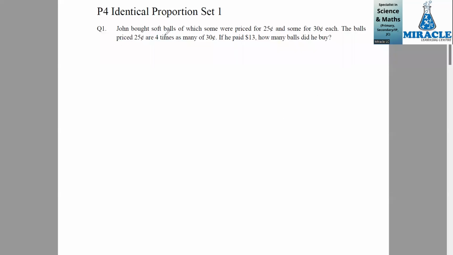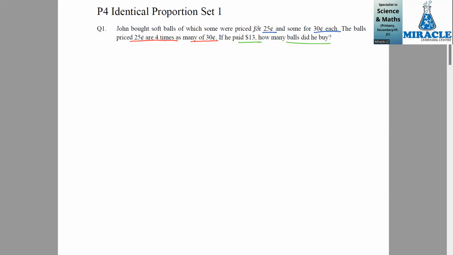Question 1. John bought softballs, of which some were priced at 25 cents and some at 30 cents each. The balls priced at 25 cents are 4 times as many as the 30 cents. So if he paid $13, how many balls did he buy?